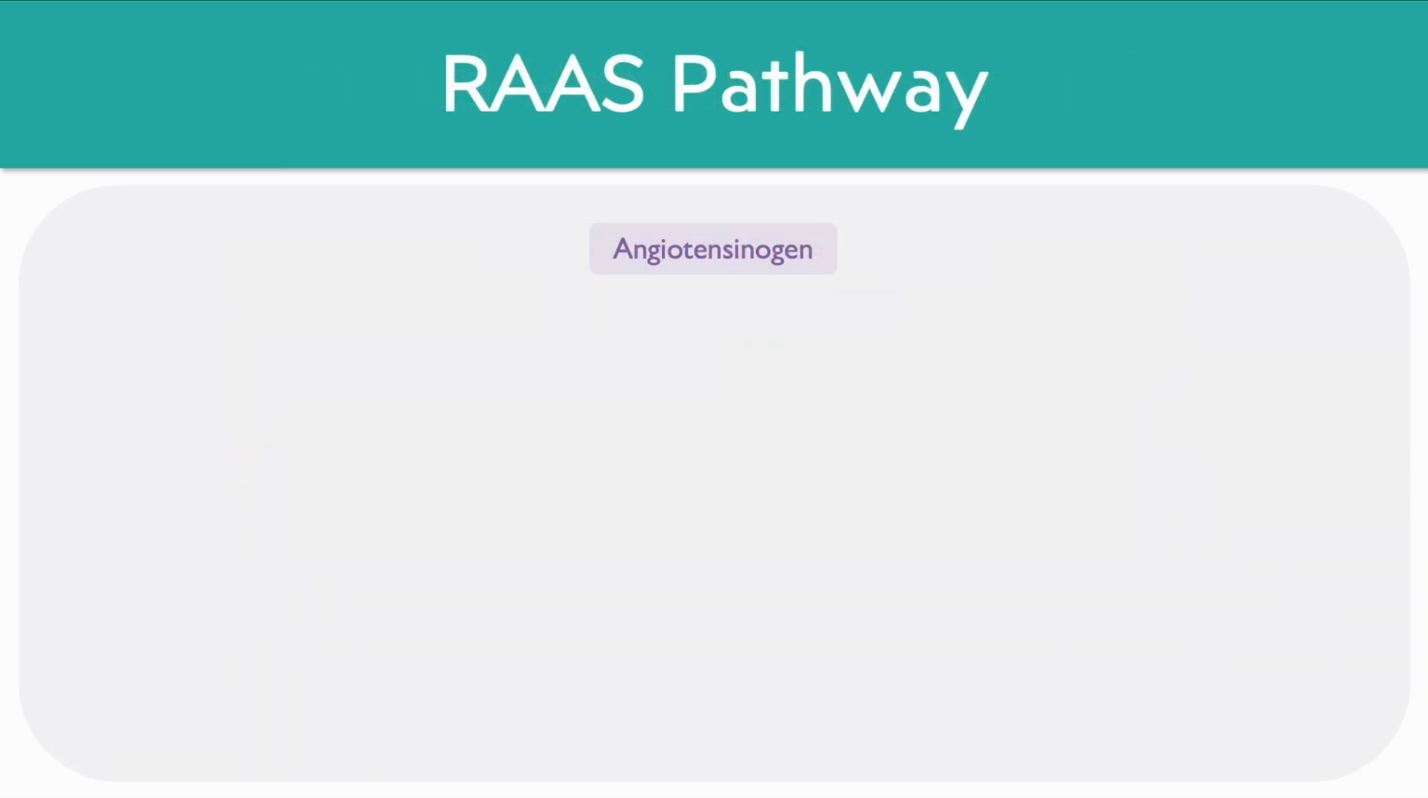The RAAS pathway begins with a substance known as angiotensinogen, and this is converted into angiotensin 1 via an enzyme known as renin, which is produced in the kidneys. Angiotensin 1 is then converted into angiotensin 2 via a different enzyme known as ACE, or angiotensin converting enzyme, which is secreted by the lungs.